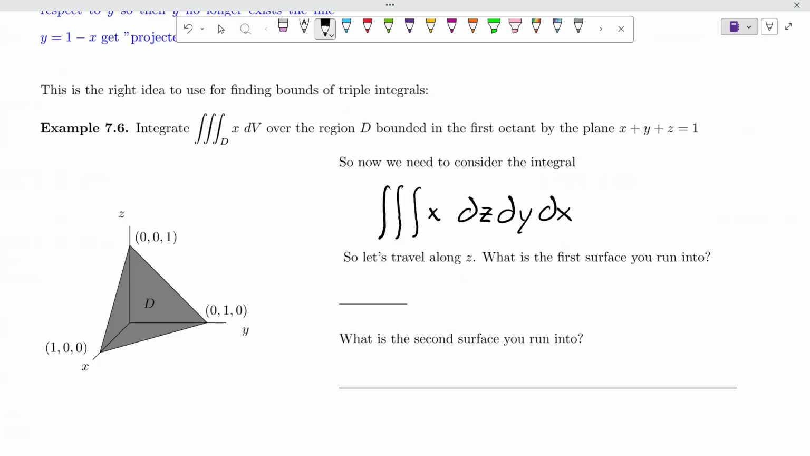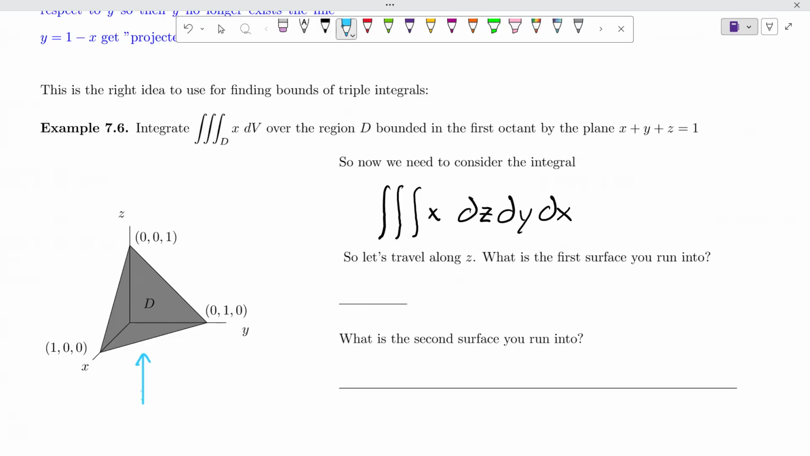So we're going to travel along z. Our goal here is to figure out what the bounds for z need to be. If I'm traveling along z from bottom to top, that's the order we want to go in. I'm headed up from the bottom. To figure out my limits of integration for z, I need to find my bottom surface and my top surface, again, top and bottom being relative to the z-axis. So I'm starting from the bottom and working my way up.